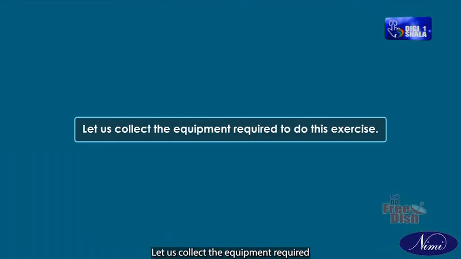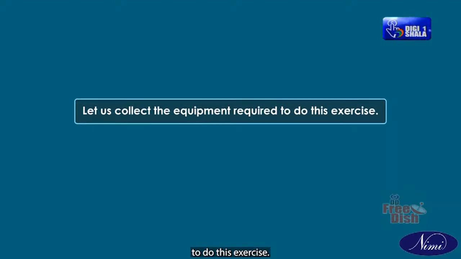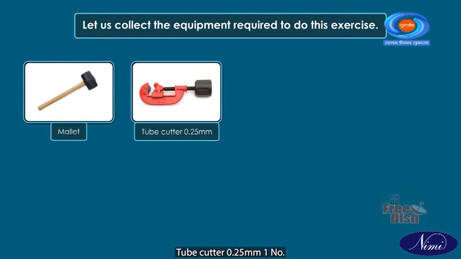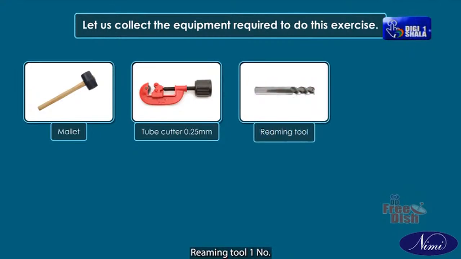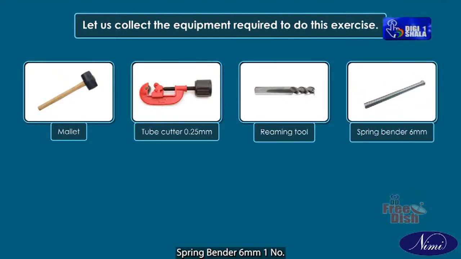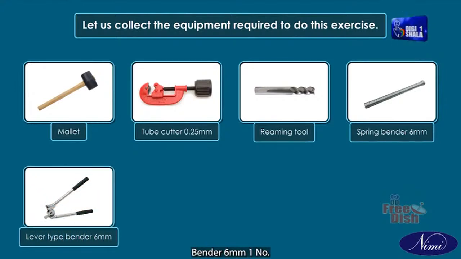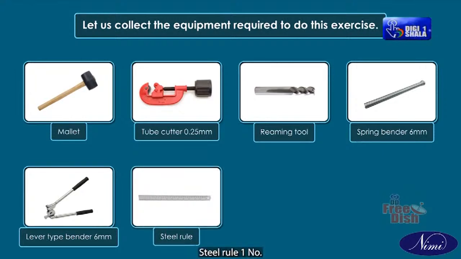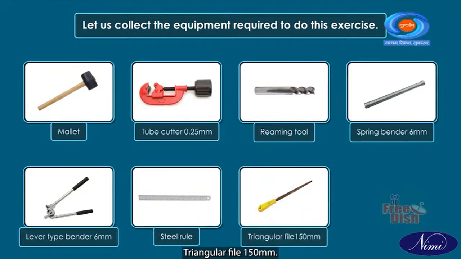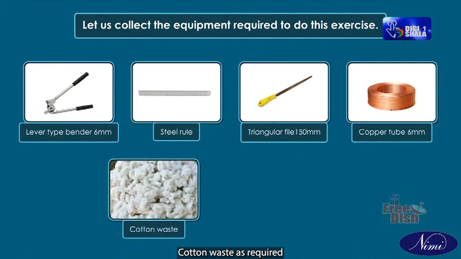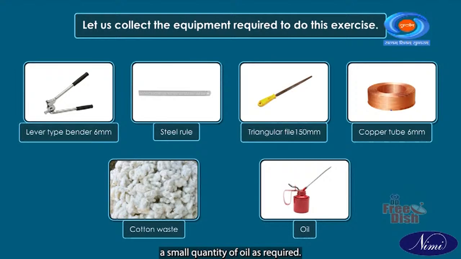Let us collect the equipment required to do this exercise. Mallet, 1 number. Tube cutter, 0.25 mm, 1 number. Reaming tool, 1 number. Spring bender, 6 mm, 1 number. Lever type bender, 6 mm, 1 number. Steel rule, 1 number. Triangular file, 150 mm, 1 number. Copper tube, 6 mm, 1 coil. Cotton waste, as required. A small quantity of oil, as required.